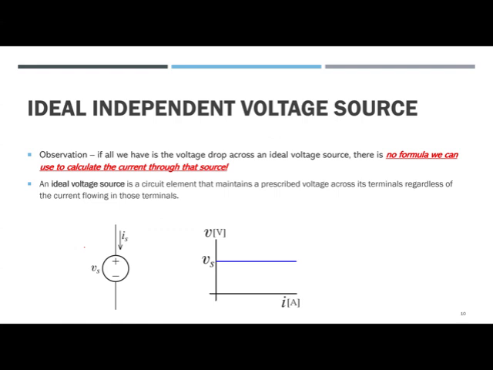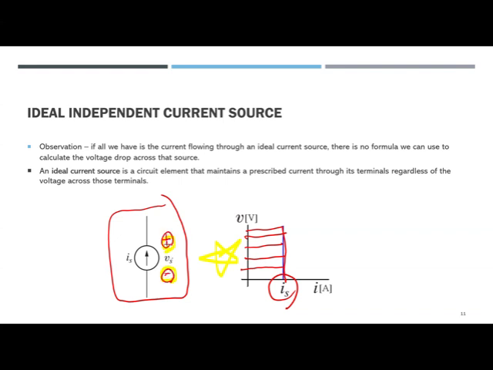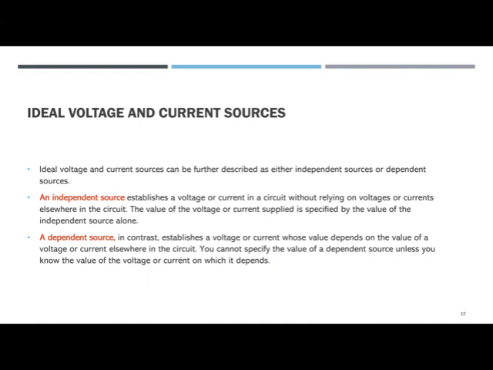We have the voltage drop across the ideal voltage source. There is no formula because we can calculate the current through the source. For any value of the current I, the voltage is the same constant V sub S. How about the current? It's like saying the voltage value is the same one value, V sub S. Keep in mind when we draw this, we assume this is plus, this is minus, and the source voltage is right there.